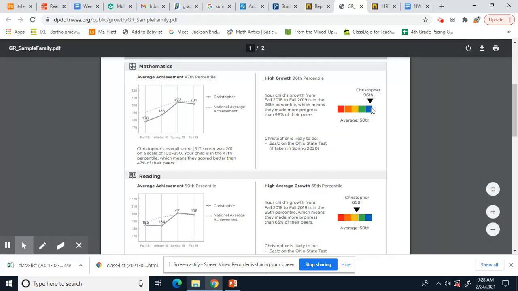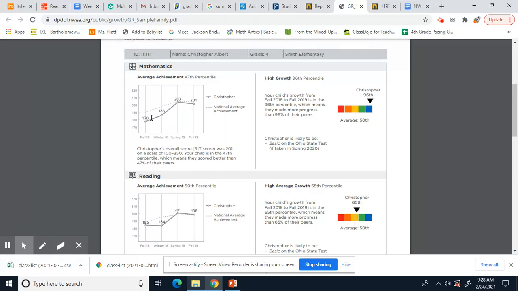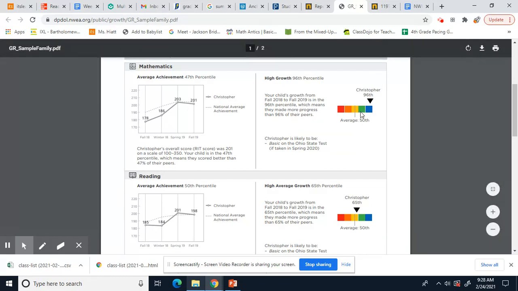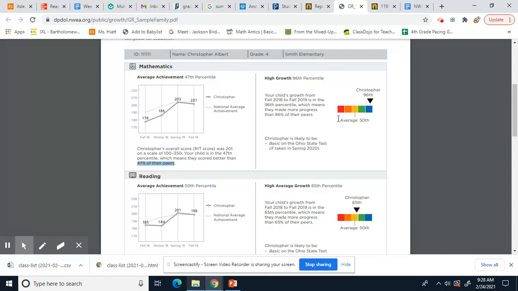Now, when you look at his growth, you can see that he's in the 96th percentile over here. Average is 50. Here are a couple things to think about with growth. This child grew a lot, but he's still only in the 50th percentile for achievement. Just because he's in the blue over here doesn't mean he's high and above grade level. That just means that whatever he's been doing this year has been working for him and he has been growing a lot. If your child is above 50% of their peers or around that number, then they are on track and average, even if they're lower over here.